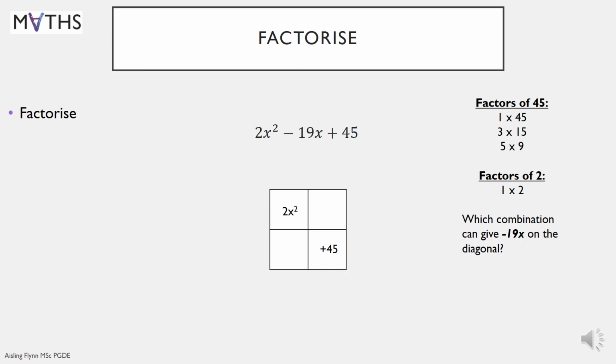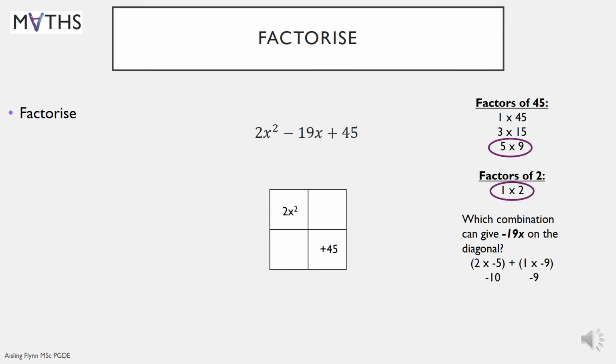So which combination can give minus 19x on the diagonal? We have to use a combination of one set from the factors of 2 and one set from the factors of 45 and use them together to make minus 19. Now, I have had a bit of practice at this, so I'm straight away spotting that I'm going to use this pair together. Why? Because 2 times 5 gives me 10, and 1 times 9 gives me 9.